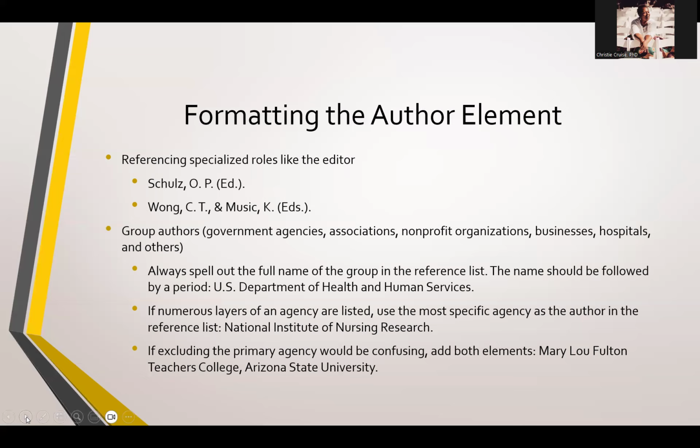Now, if excluding the primary agency would be confusing, then you want to add both elements. So let's say Arizona State University, Mary Lou Fulton Teachers College. You don't want to just include Mary Lou Fulton Teachers College because that could be anywhere, right? That's not something that is specific enough that it would help the reader locate that. So in this particular case, you want to put the primary and the specific agency so that it's easy for your reader to locate that source.